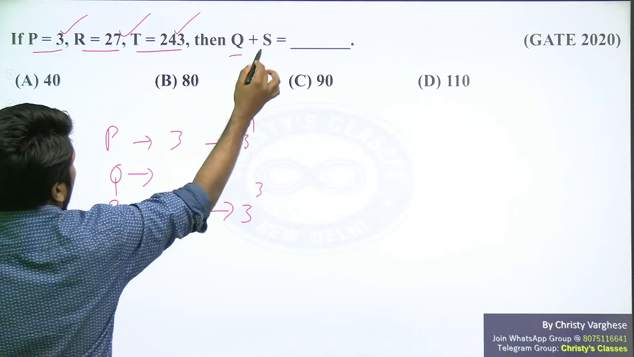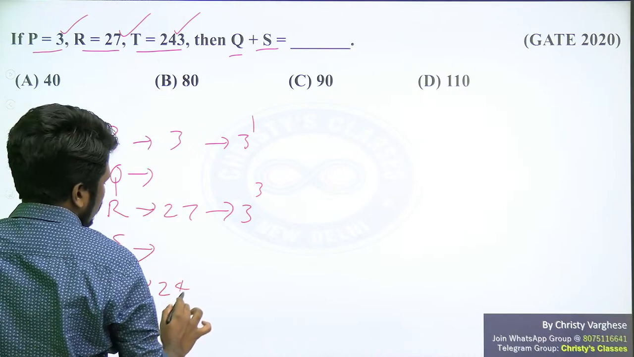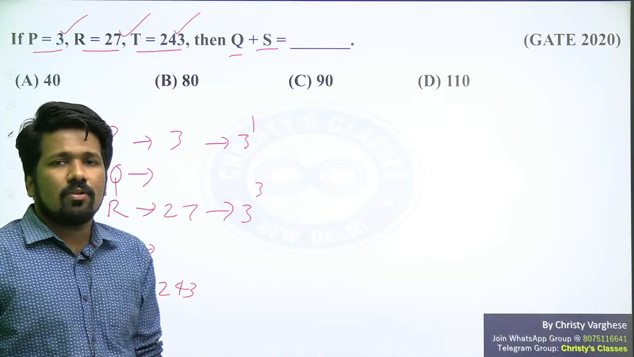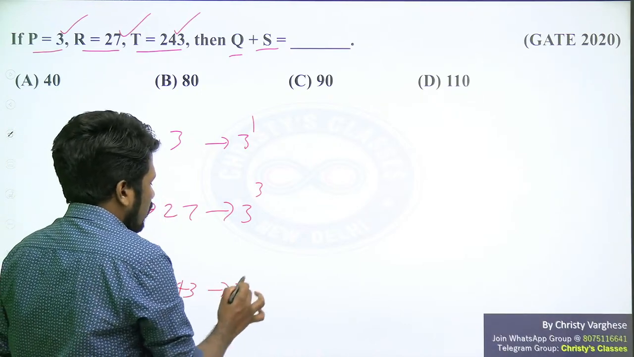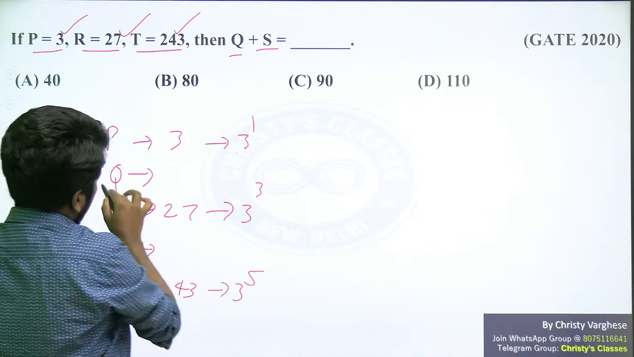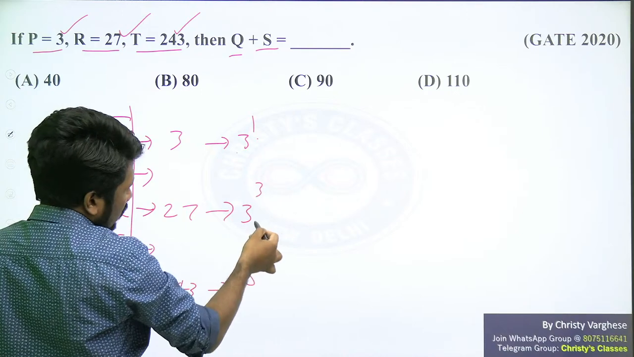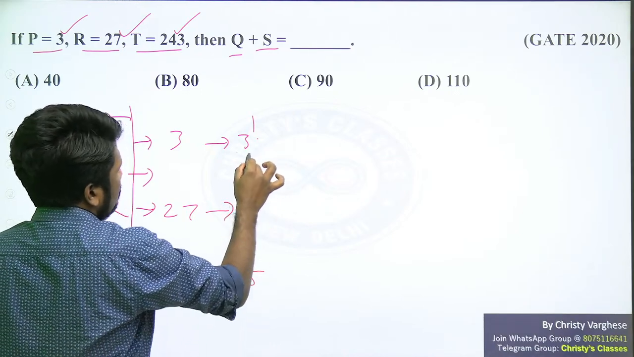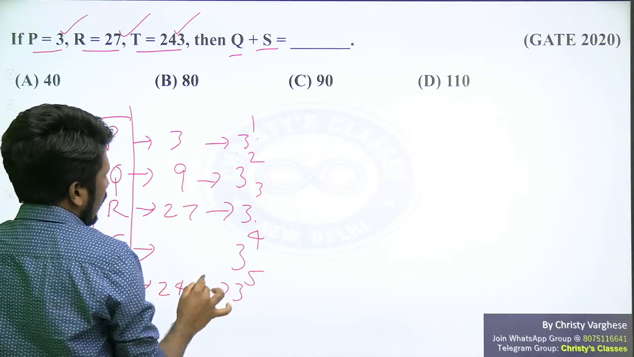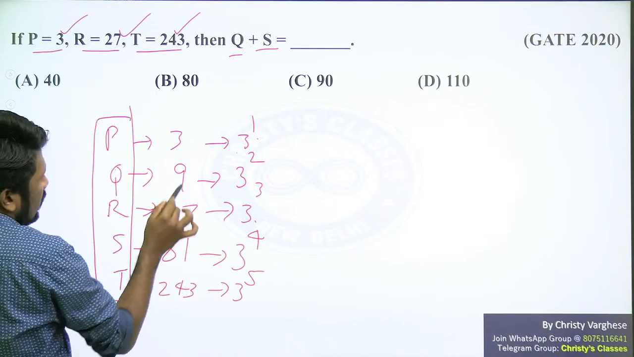S is not given, but S is asked. T is given 243. Now 243, what power of 3 is it? 3 into 3, 9 into 3, 27 into 3, 81 into 3, 243. That is 3 raised to 5. So you can see the pattern. The English alphabetical order is PQRST. So 3 raised to 1, 3 raised to 3, 3 raised to 5 means the missing ones will be 3 raised to 2 and 3 raised to 4 for sure. 3 raised to 2 is 9 and 3 raised to 4 is 81.